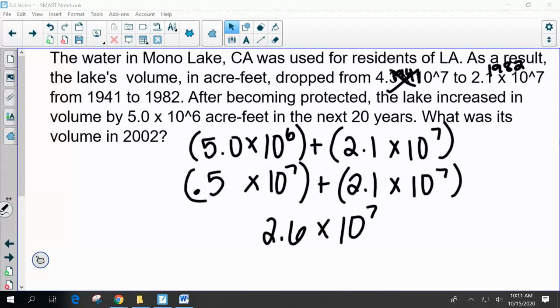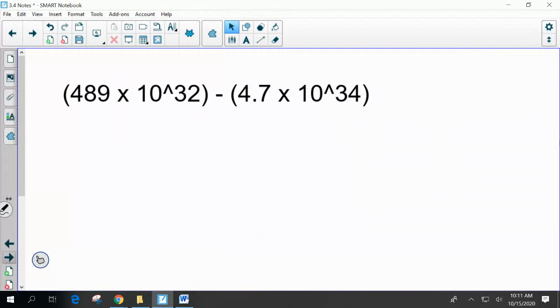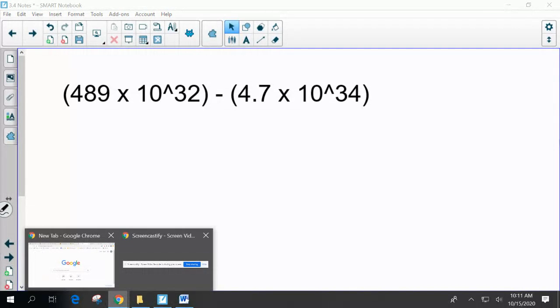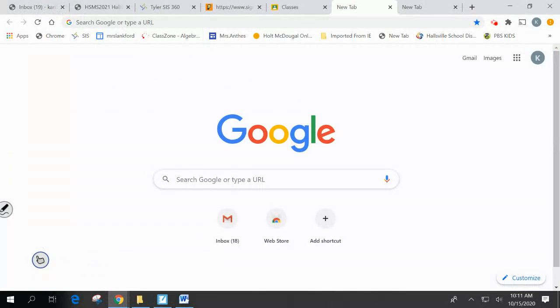Okay. On the very last one, I want you to go through and do this. Remember to get a common exponent. So pause your video and do this problem.